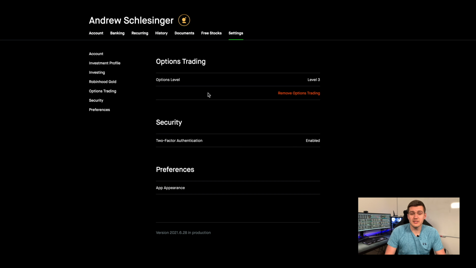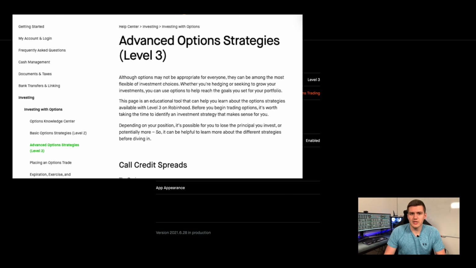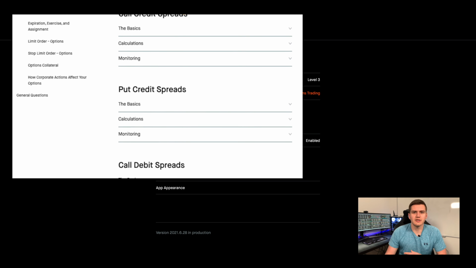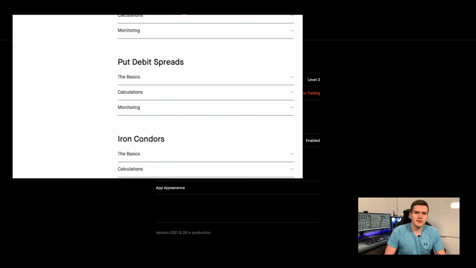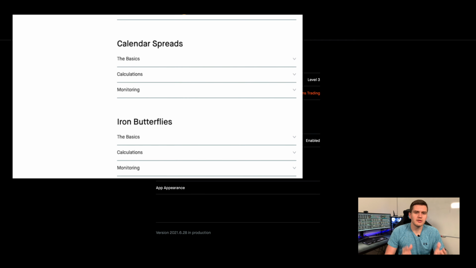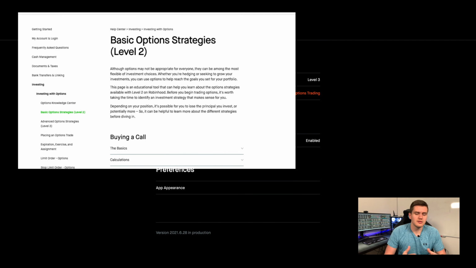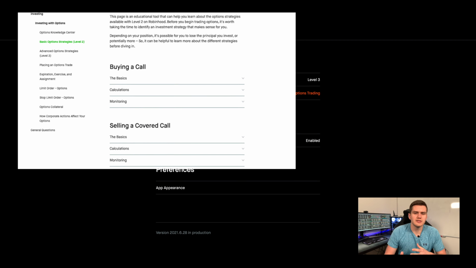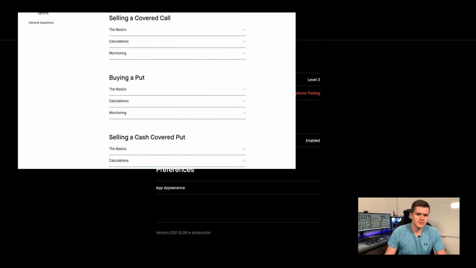This is the basic options level and only leaves out option spreads, which is a more advanced topic that I'll be talking about in the future. But right now you should be perfectly fine with Level 2 option strategies that are offered. Usually these are the buys and the sells of call options and put options.